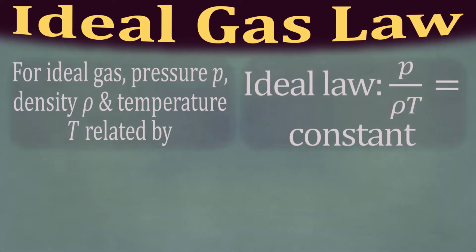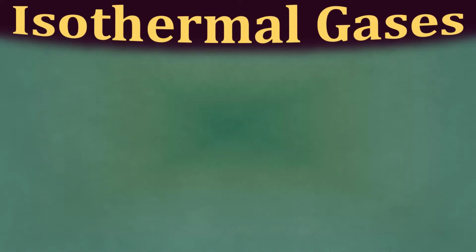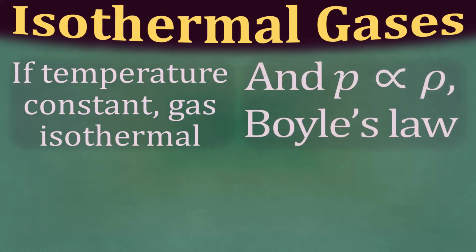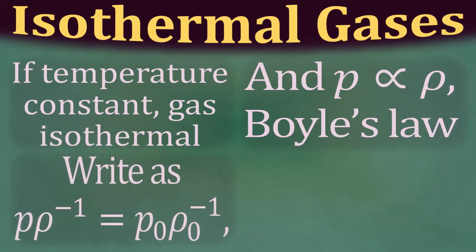Then, let's discuss isothermal gases. If the temperature is constant, we say that the gas is isothermal. Then, pressure is proportional to density, which is Boyle's law. We can write this as P times ρ to the minus 1 is equal to P0 times ρ0 to the minus 1, where P0 and ρ0 are the pressure and density in the reference state.